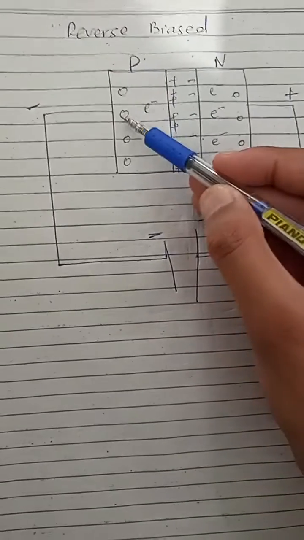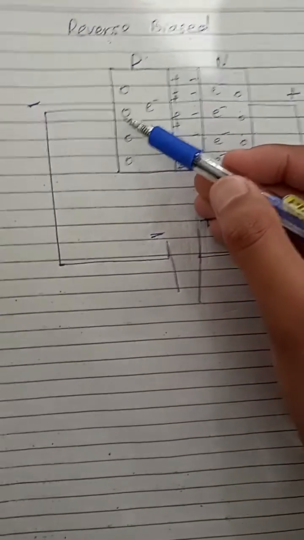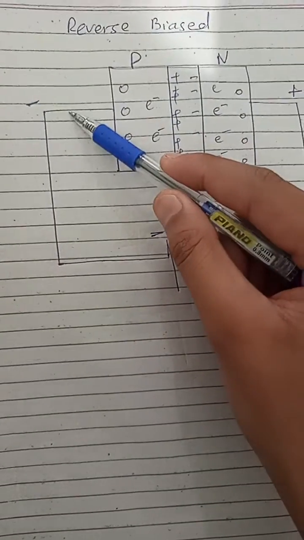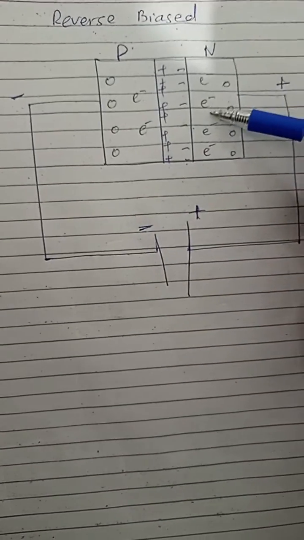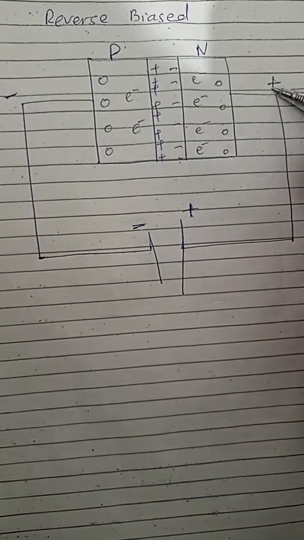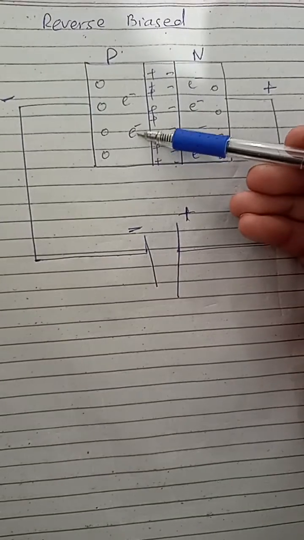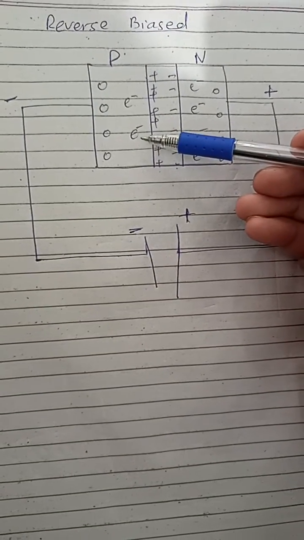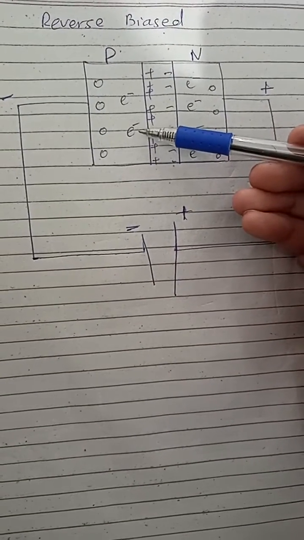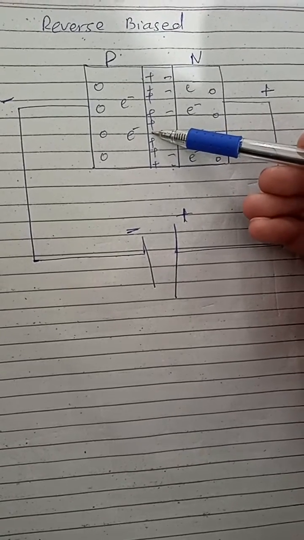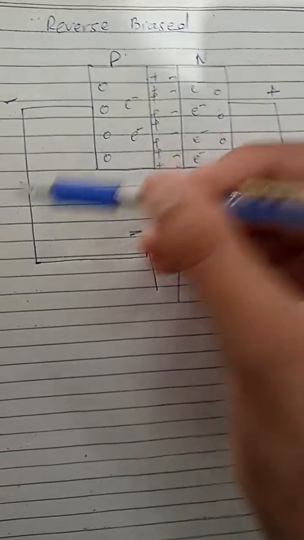So you can see the holes are actually positive, so they will be attracted toward the negative ones, and the electrons are negative, so they will be attracted to this one. But you know that in P there are some electrons, so electrons will be attracted with the positive ions.